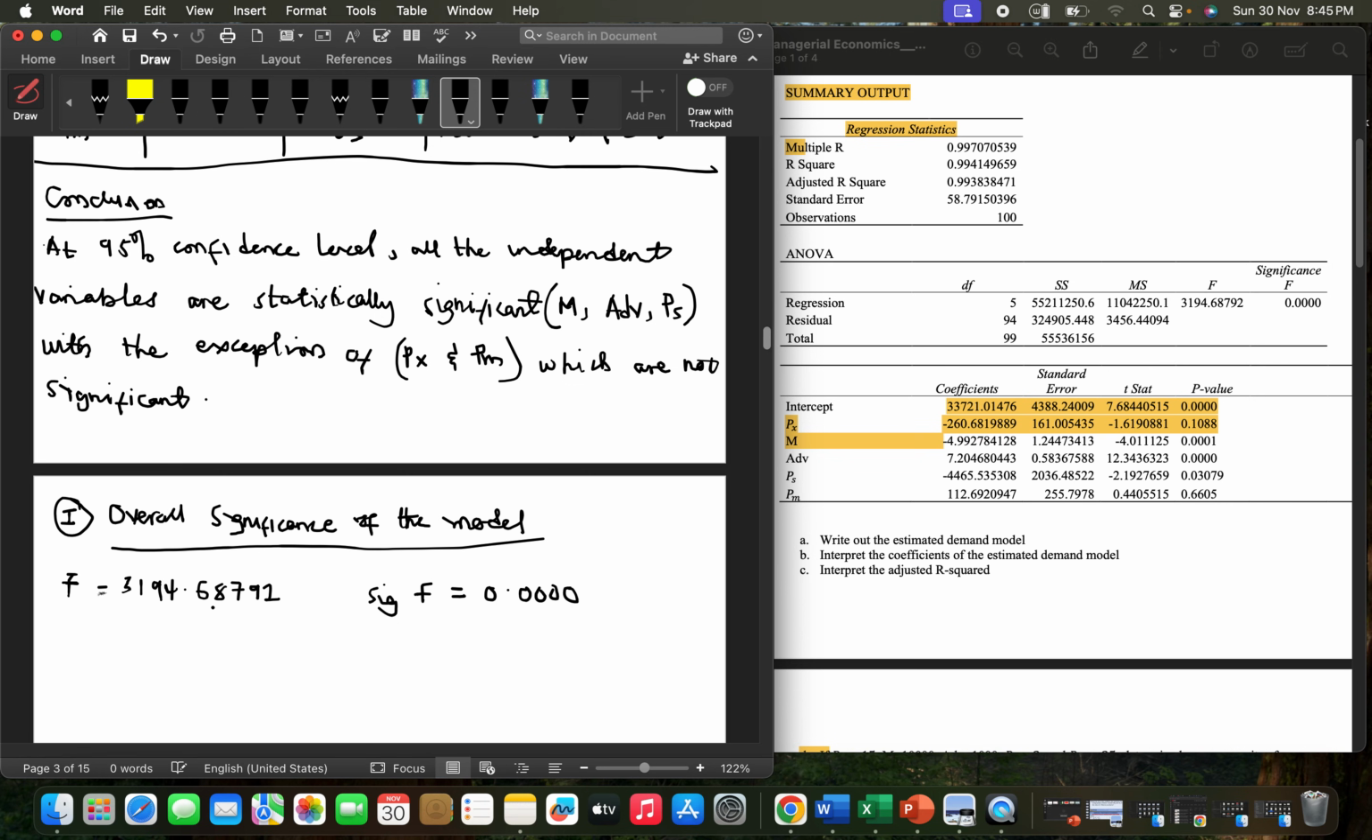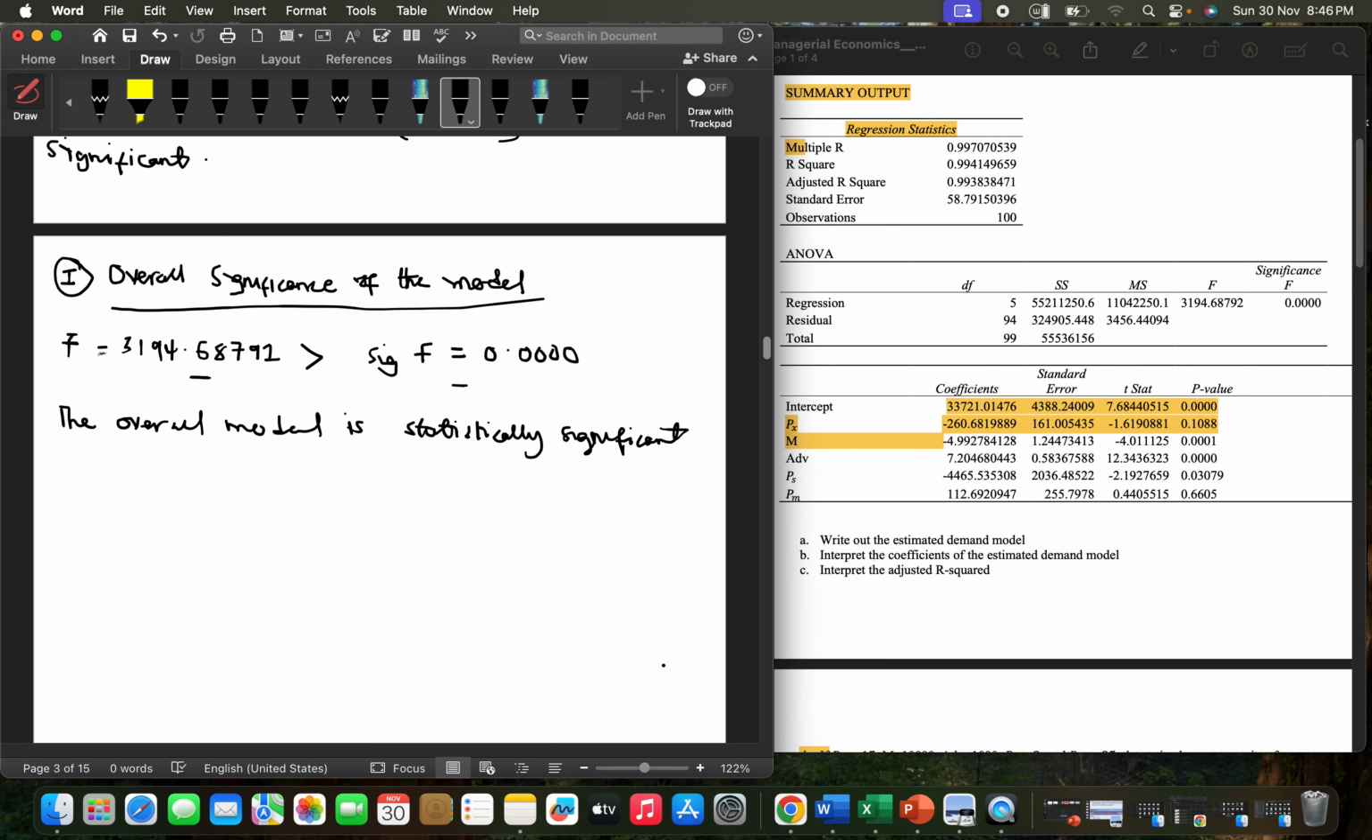But if this one is less than this, that means the overall model is not statistically significant. So from what we are seeing here, this is greater than this. So it means the overall model is statistically significant.